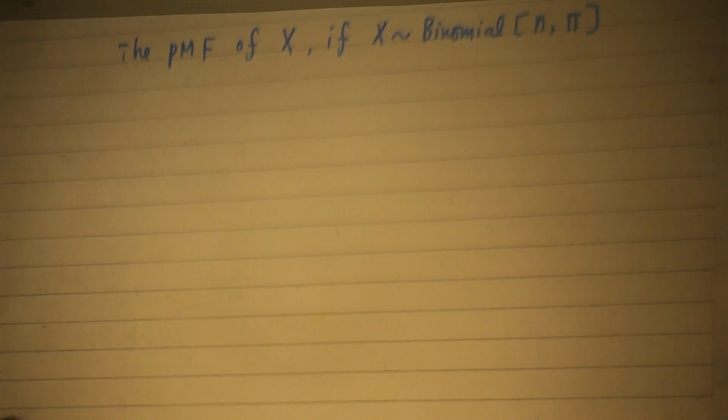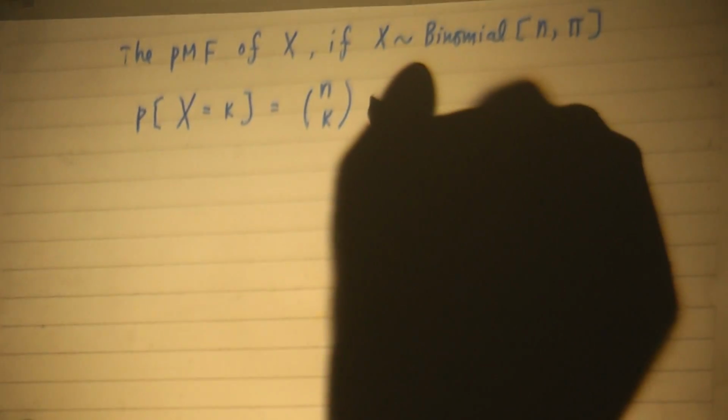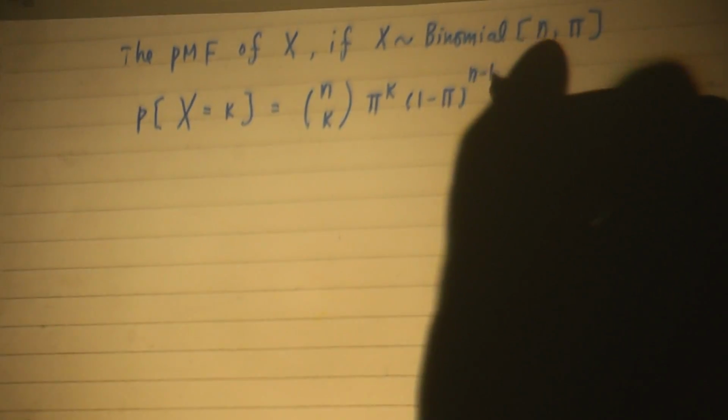Next one, we're going to introduce you the PMF, the probability mass function of x. If x follows a binomial distribution with n and pi, okay? Now, this is a formula. Probability that x equal to k is equal to n choose k, pi to the power k, and then 1 minus pi to the power of n minus k.